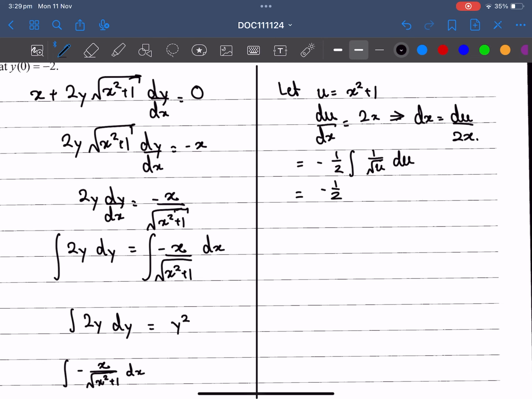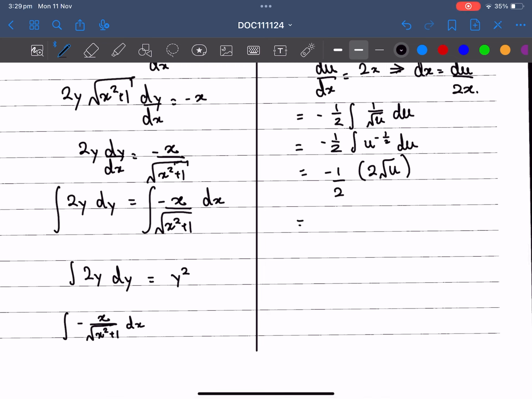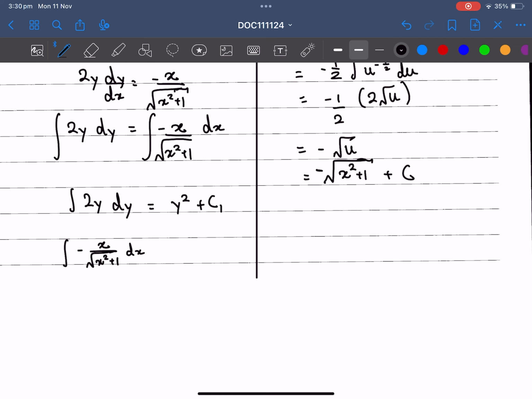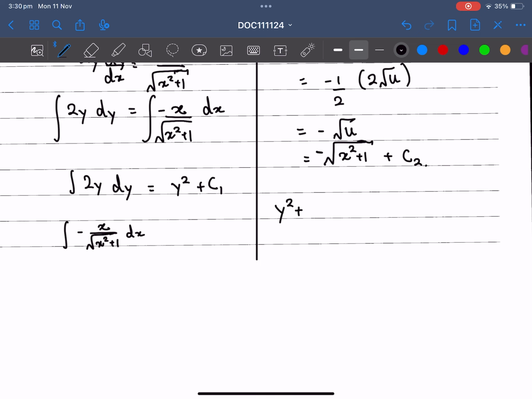This can also be expressed as u to the power of -1/2 du, and integrating this will give us 2 root u, and this will be minus root u. So our answer would be minus root of x squared plus 1 plus c. Oh wait, I forgot the 2 plus c here. So plus c1 and plus c2. Now equating everything together, y squared plus c1 equals minus root of x squared plus 1 plus c2.